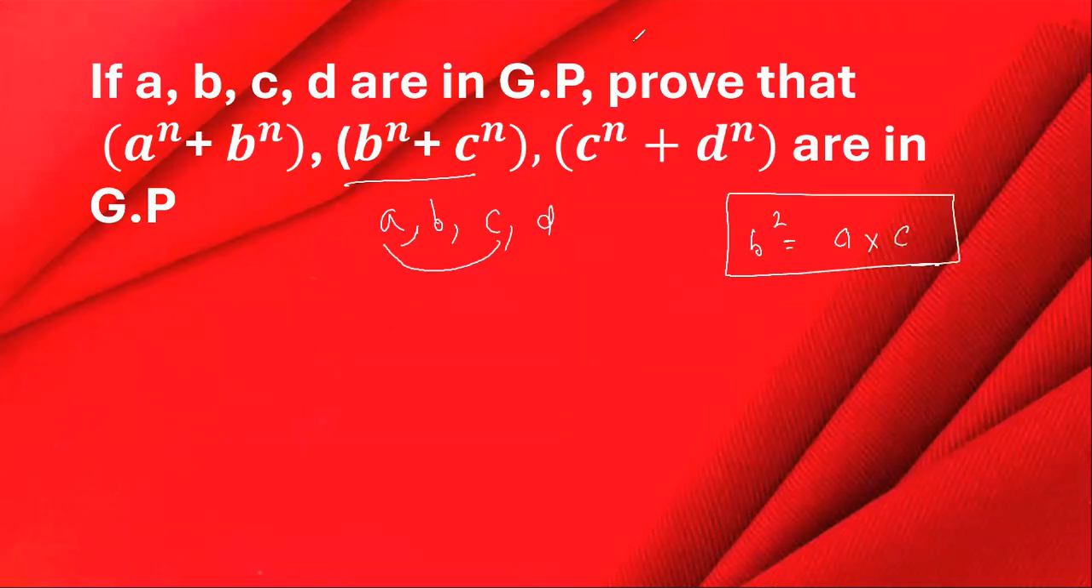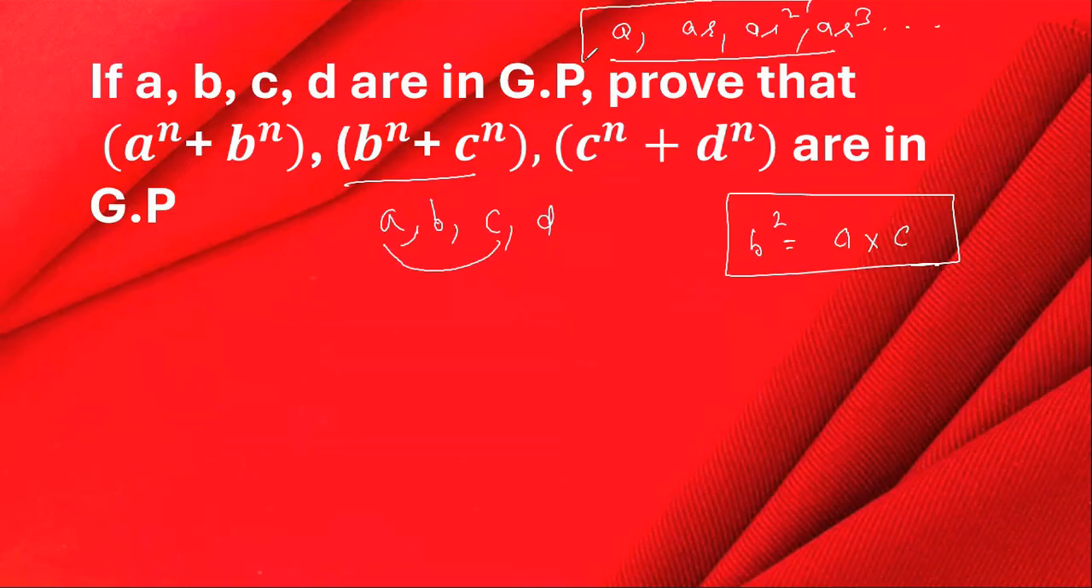Now why does it happen so? If you take a general GP, which is A, AR, AR square, AR cube, and so on, let's talk about the starting four terms only. Let's take any three consecutive terms. If you square the middle term, which is AR, it will be A square R square, right? Now if you multiply the first and the third term, A and AR square, you get A square R square, which equals B square. So from the general GP only, we are getting this.